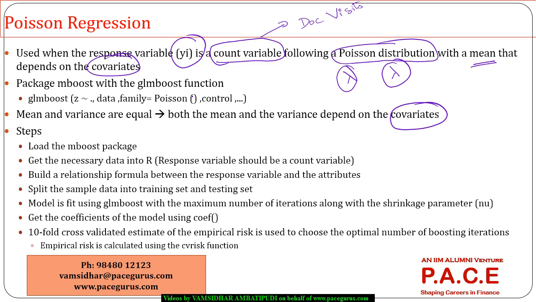But when you are working in R, what you realize is that we are using the same glmboost function and the same input variables, the only difference being that you change the family to Poisson.